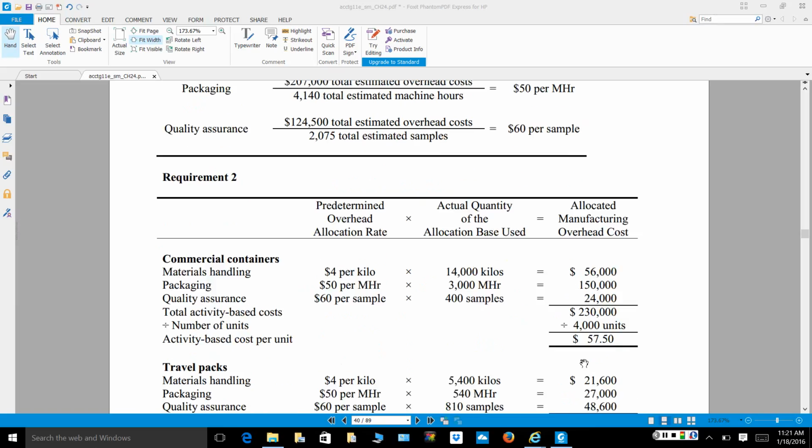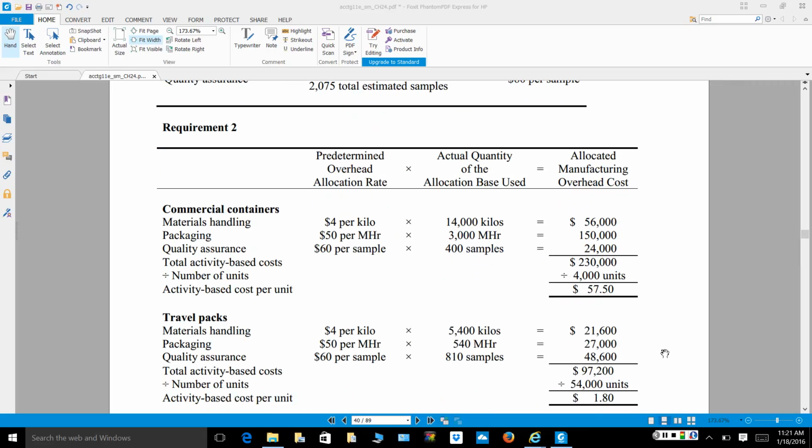So if we add this up, what we have is our total overhead allocated to this product from materials, packaging, and quality assurance. If we take our total estimated overhead and divide it by the number of units that we actually produced, then we have an activity-based cost per unit of $57.50 for overhead.